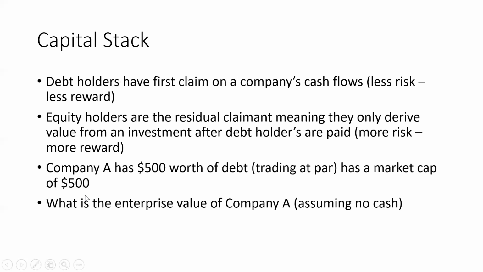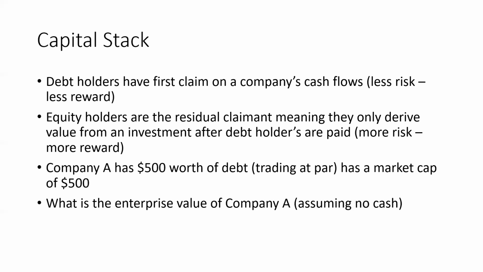So I'm going to talk about capital stack here to help you all better understand this concept. So debt holders fundamentally have first claim on a company's cash flows. So they incur less risk and they have less reward as a result. Conversely, equity holders are the residual claimants, meaning that they only derive value from an investment after debt holders are paid. So taking on more risk because they have to wait for debt holders to get paid, but they have more reward from this investment.